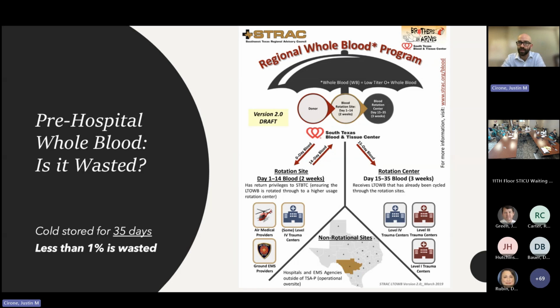And the blood that was wasted, admittedly, was almost entirely due to the trauma team and/or anesthesiologist forgetting how long it was out of the fridge when we were going between the trauma bay to the OR or OR to the ICU, etc. So we then learned how to keep a better track of that and prevented that from being even less. We made it even less than 1%.